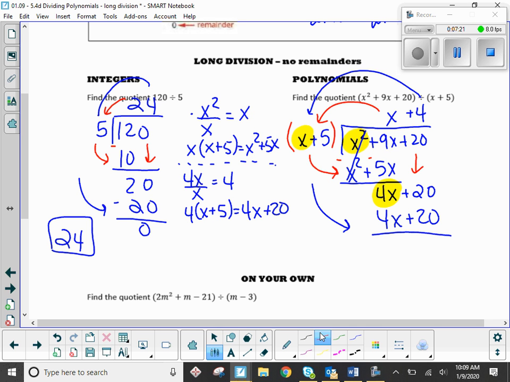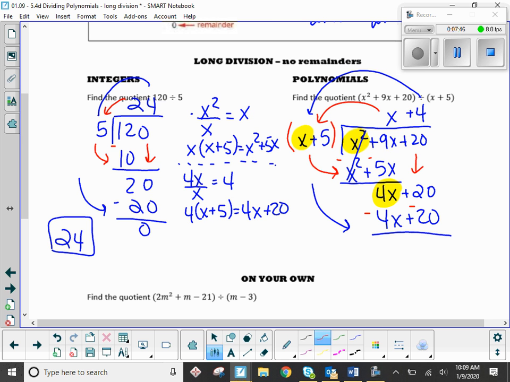If you had x to the 4th over x, that would be x cubed. And so what am I doing with these two things next? Subtracting. Which one? The whole thing. Both of them. Very good. Both of them.